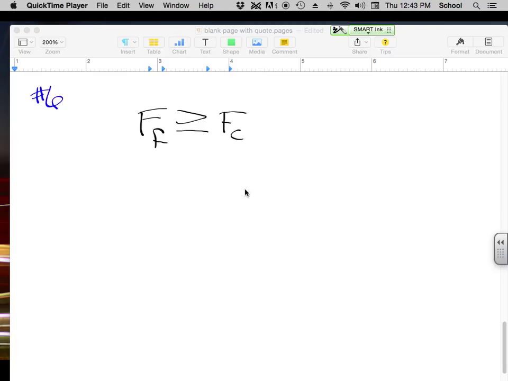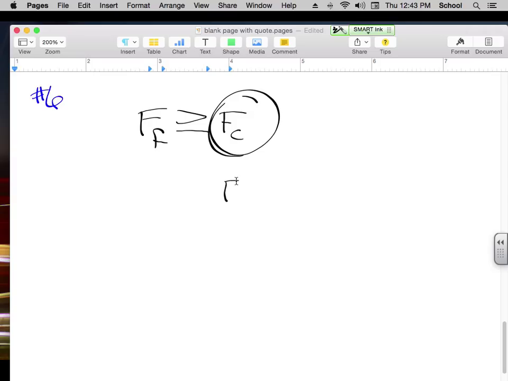But what happens is, as I'm spinning it faster and faster and faster, what's changing? Yeah, this one is getting bigger and bigger and bigger, and this one's not getting bigger. So eventually what happens is, where FC becomes bigger than FF, now suddenly I can't hold on anymore and I go flying off the ride. So that's the part that gets dangerous.